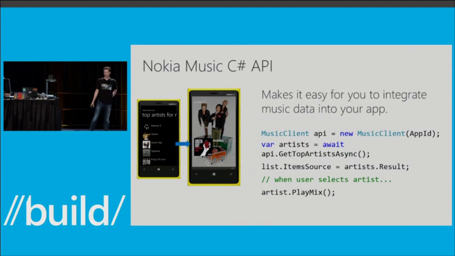This is just a really quick example of what you can do with our API. It's just a few lines of code here showing you how you'd instantiate a music client. This is our API wrapper, basically. Call a method to get a list of top artists. Display that yourself in your own UI, and then you can play a mix using another single method call, and that launches the music client, plays the specified mix.